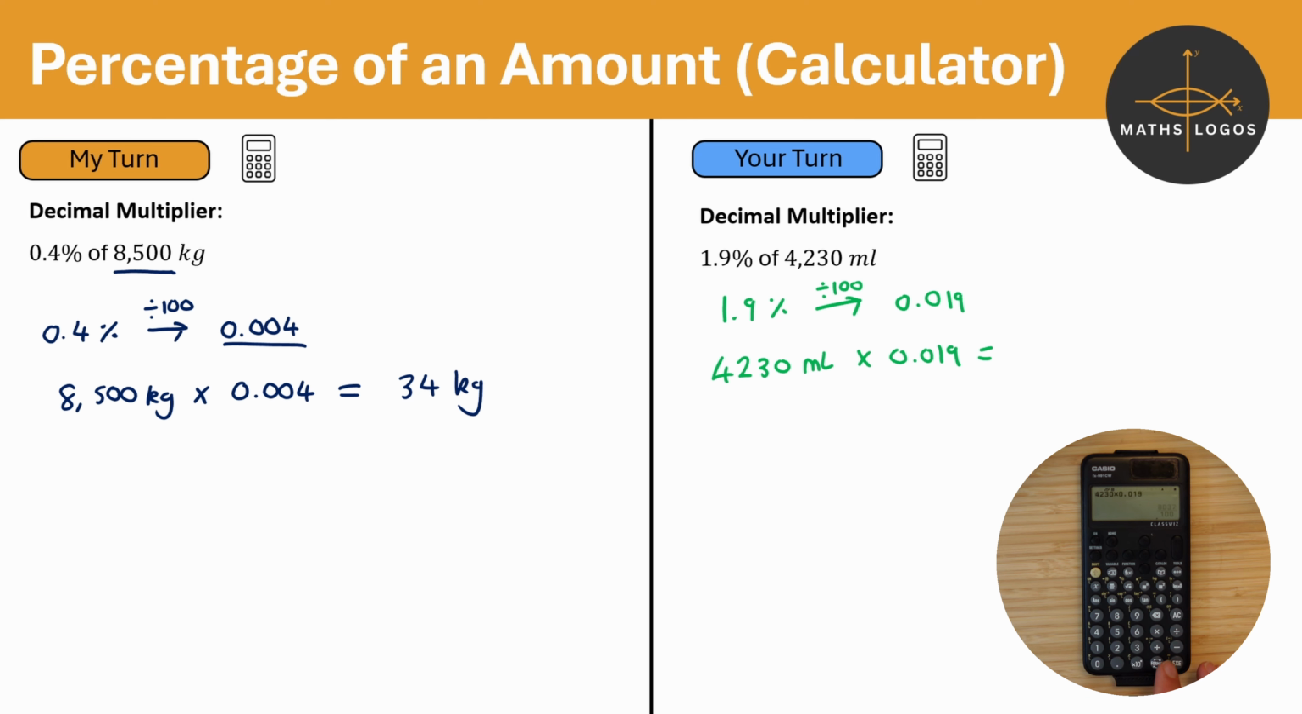And then hit the execute button. And it gives you this. It gives you 80.37 milliliters. And that should have been what you got.